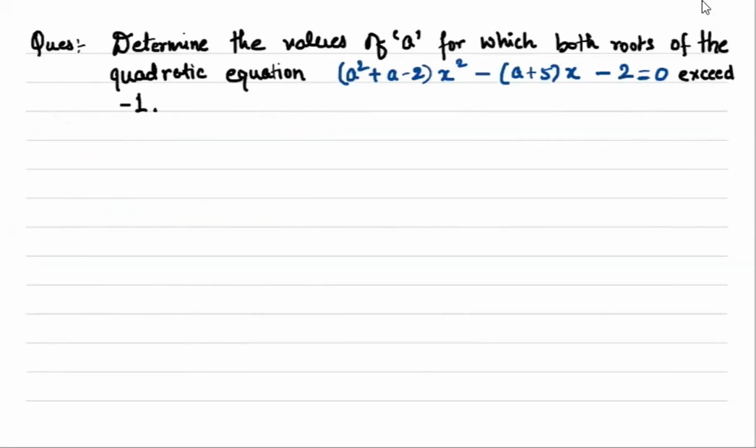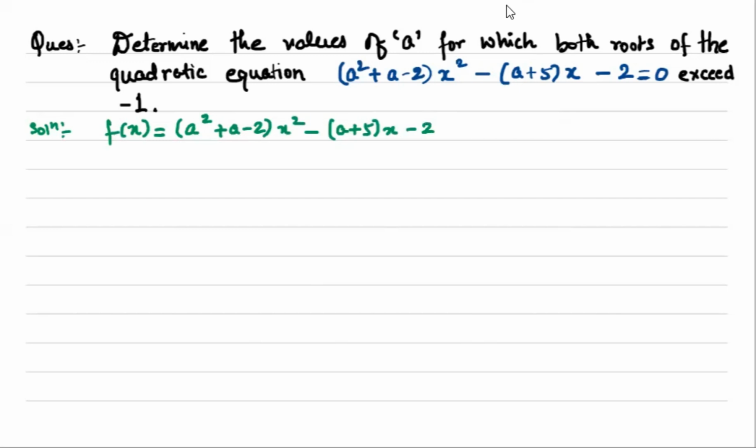Now, let's see one more question based on this. This one is an interesting one. So it says determine the values of a for which both roots of the quadratic equation (a squared plus a minus 2) x squared minus (a plus 5) x minus 2 equal to 0 exceed negative 1. So the very first step is to assume that the given equation is a polynomial in x, with a squared plus a minus 2 as the leading coefficient. We have x squared minus (a plus 5) times x minus 2.